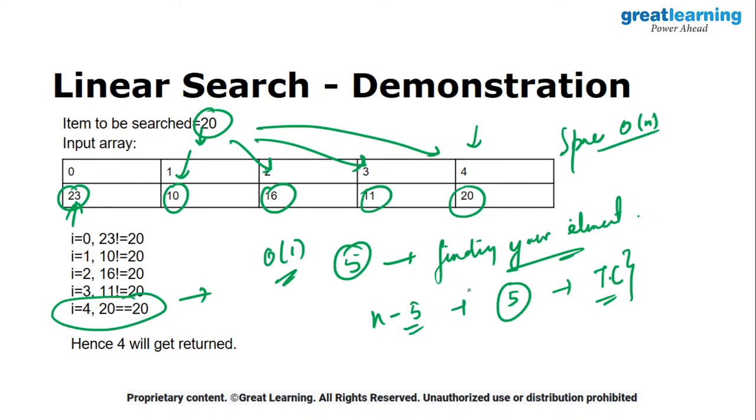But what about time complexity? You have n equal to 5, that is the number of elements, and you are iterating 5 times: 1, 2, 3, 4, and 5. So you can easily depict that the time complexity of this is n.